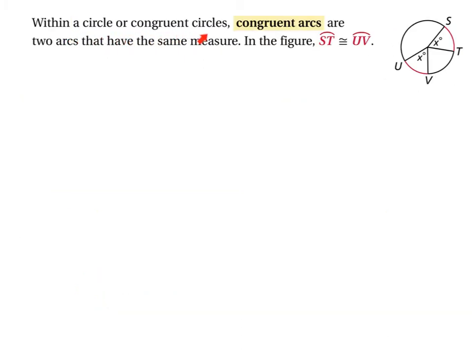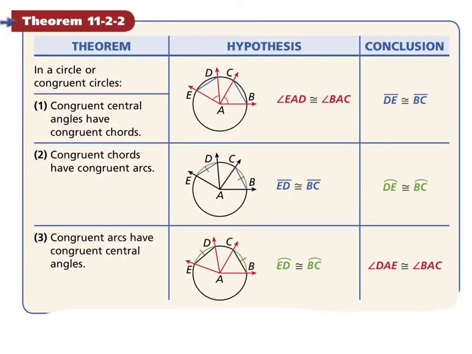Within a circle or congruent circles, congruent arcs are two arcs that have the same measure. For example here, if we have two central angles that are congruent, then their arcs are congruent. So arcs ST and UV are congruent. Which leads us into three very, very important theorems.